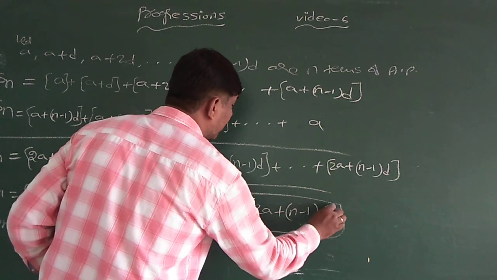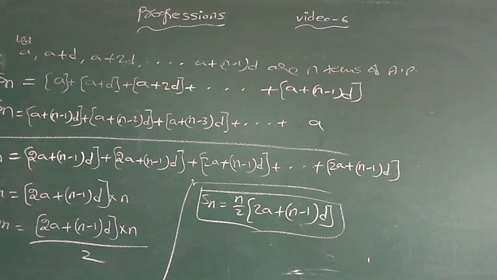Sn is equal to n by 2 into 2a plus n minus 1 into d, because it is a sum. The total sum into n by 2 means you can split this as n by 2 into 2a plus n minus 1 into d. Is it clear?